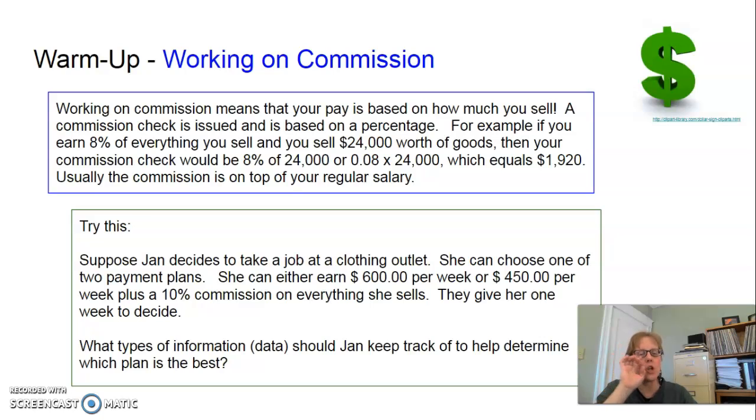Suppose Jan decides to take a job at a clothing outlet. She can choose one of 2 payment plans. She can either earn $600 per week or $450 per week plus a 10% commission on everything she sells. They give her 1 week to decide. Here's my first question, and I'd like you to write your ideas down. What types of information or data should Jan keep track of to help determine which plan is the best? Go ahead and pause the video, write some ideas down, and then when you've got those written down, start the video up again.